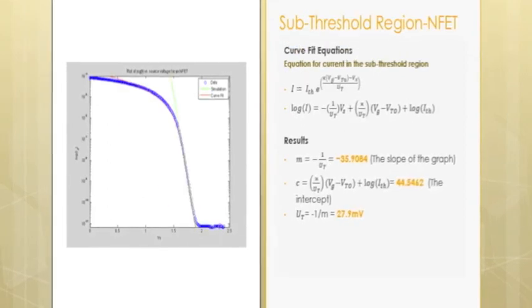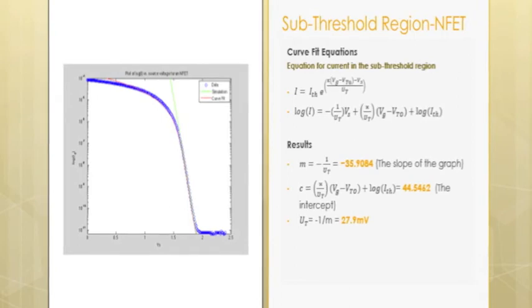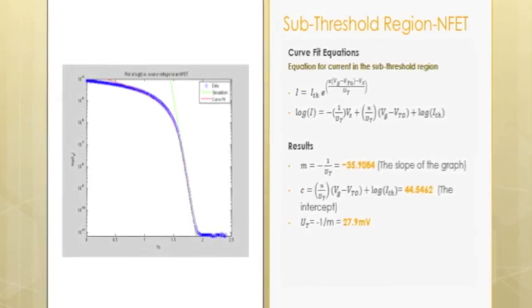We plot the log of channel current versus source voltage to obtain the analysis in the subthreshold region for the NFET. Using the above equations and expressing them in the slope-intercept form, we obtain values for the terminal voltage. The measured value and actual value were comparable.